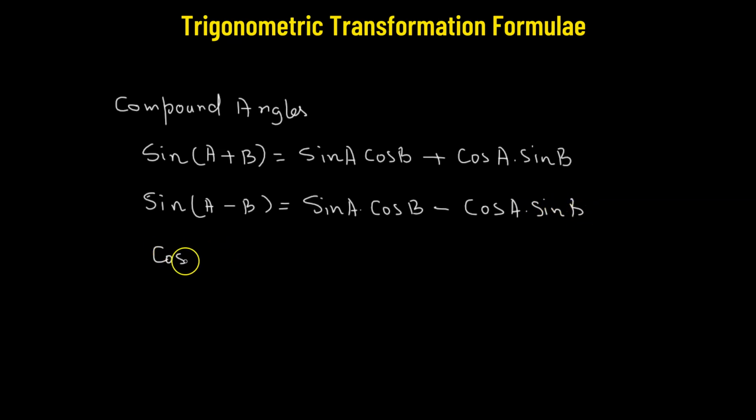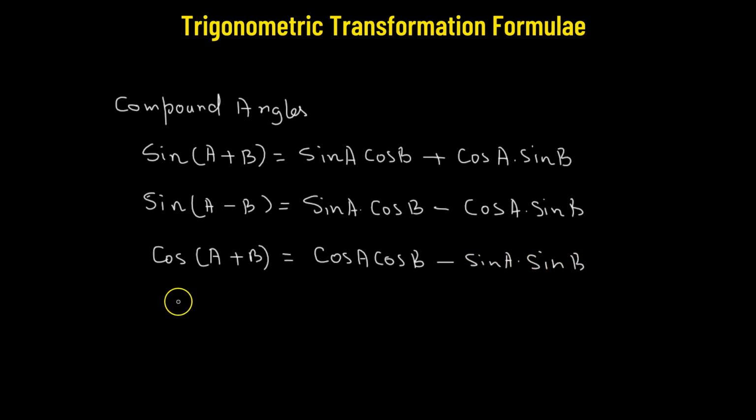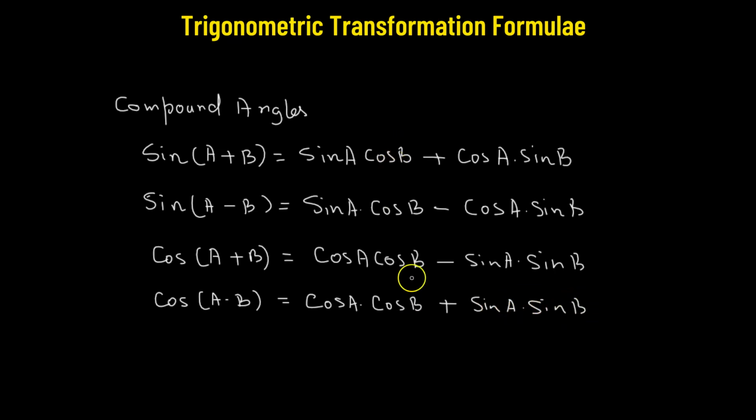Then we also define the trigonometric ratio of the compound angle A plus B for cosine. So cosine of A plus B is given by cosine of A times cosine of B minus sine of A times sine of B. And finally, we have cosine of A minus B, which is given by cosine of angle A times cosine of angle B plus sine of angle A times sine of angle B. So we have four formulas. Let's name them as equation 1, 2, 3 and 4.